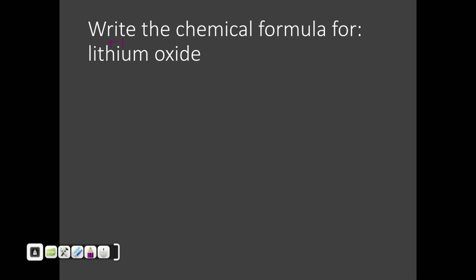All right, lithium oxide. Lithium is in group 1, +1. Oxide we just did is -2. You should get pretty used to these charges, so this is something that you might not have to look every single time at the periodic table, but obviously it's there to help. So lithium +1, O -2.